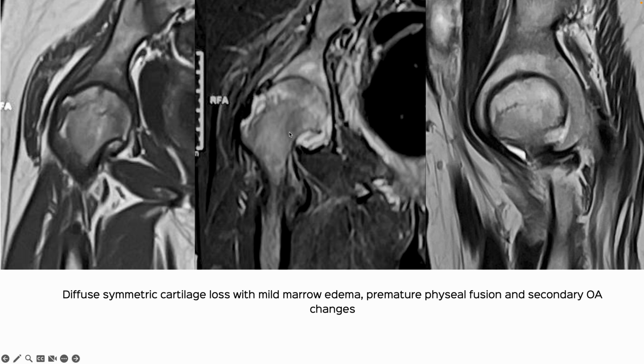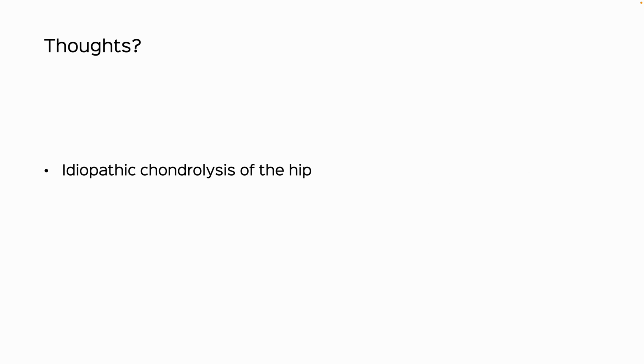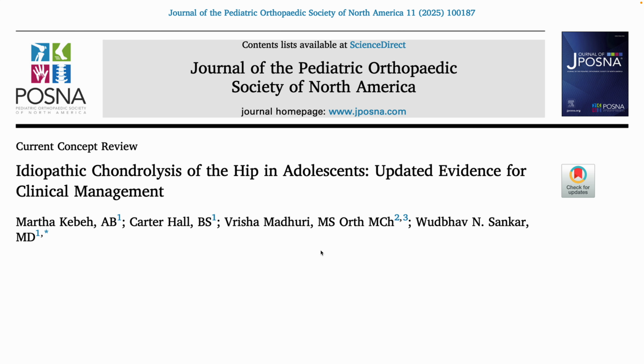So an MR was also done about 10 days ago and shows the diffuse cartilage loss, some mild effusion, osteophytes. You actually see a low signal in the central femoral head, again wedge-shaped on the STIR, and there's premature physeal fusion. So the summary would be progressive unilateral arthropathy without erosions, osteolysis, collections, and no other arthropathy elsewhere, no constitutional symptoms, with a wedge-shaped focus of marrow change on the first MR in the femoral head. And this is characteristic of idiopathic chondrolysis of the hip.